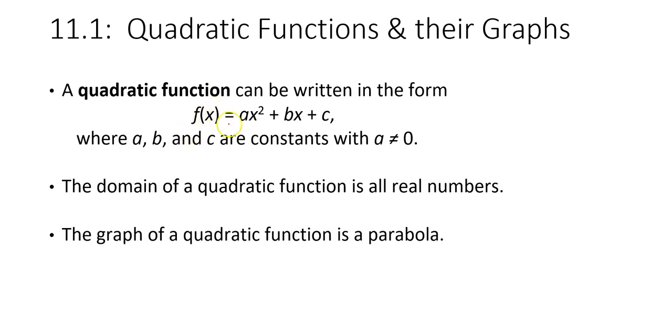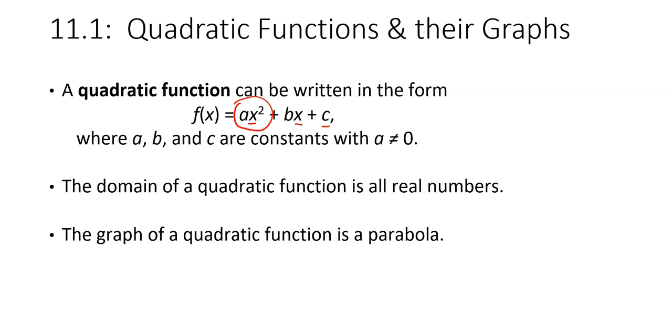So a quadratic function can be written in this form. It's a second degree polynomial, so it's got a squared term, it's got an x term, and then it's got a constant. Now, all three of those pieces don't need to be there, but this first one has to be. If it doesn't have a squared term, then it's not a quadratic function. So that's why it says here that a, b, and c are constants, but a can't be 0. If a is 0, I don't have a quadratic function. I have a linear function.